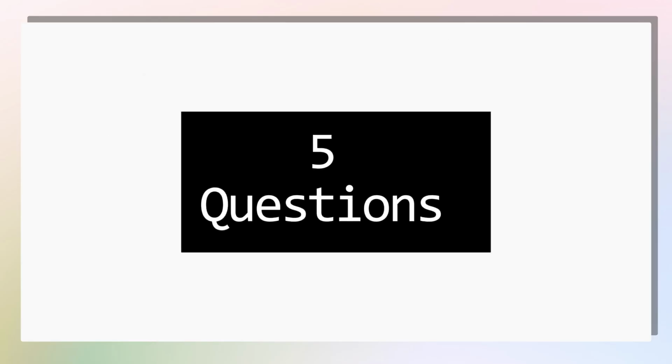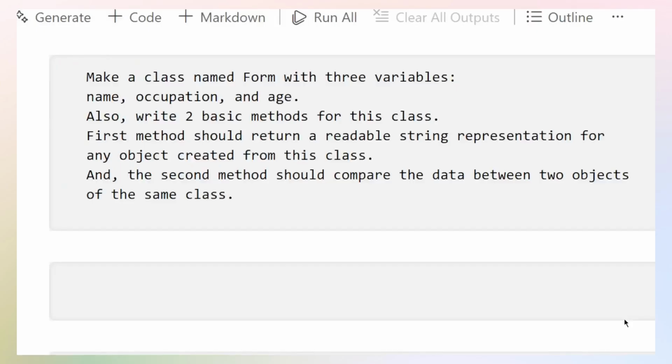Alright, we are going to learn the difference between a Python class and a data class by solving 5 questions together. First question. Make a class named form with 3 variables: name, occupation, and age.